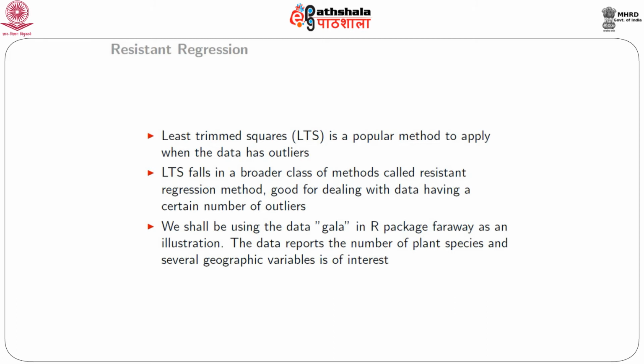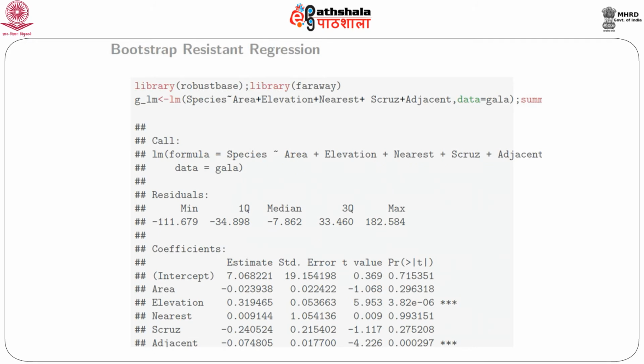So, the variables that it has are Species, which is the number of plant species found in the island; Endemics, the number of endemic species; Area, the area of the island in square kilometers; Elevation, the highest elevation of the island; Nearest, the distance from the nearest island; Scruz, the distance from Santa Cruz Island; and Adjacent, the area of the adjacent island in square kilometers. Now, this data is in the package faraway.